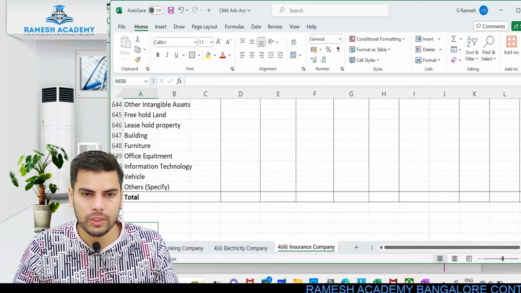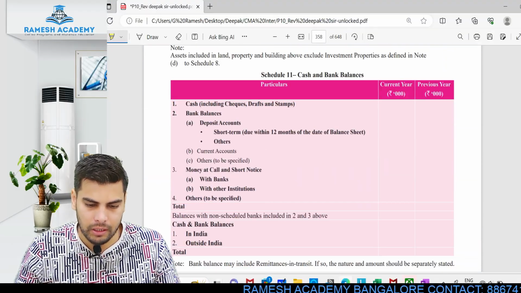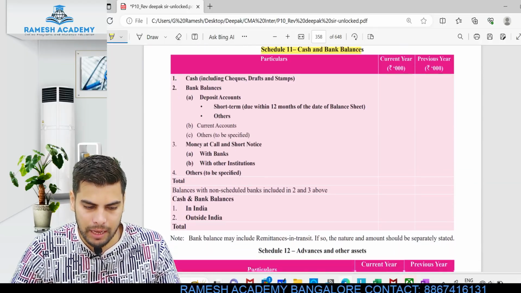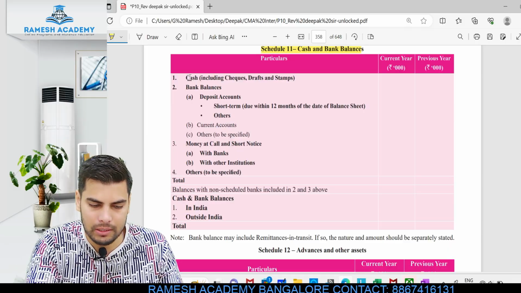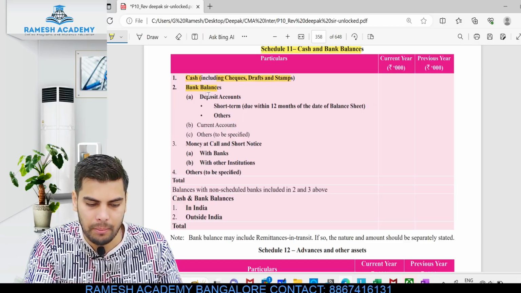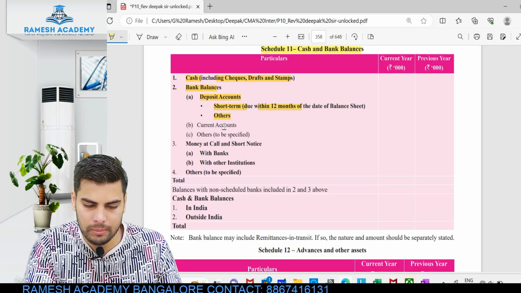Hope you all understood this. Clear about the fixed asset schedule, that is schedule number 10. Alright, so let's move on to schedule number 11, that is related to your cash and bank balance. When it comes to cash and bank balance, look at this. Cash including the checks, drafts and stamps, bank balance, the deposit which you are maintaining, short term, that is within 12 months, and others.